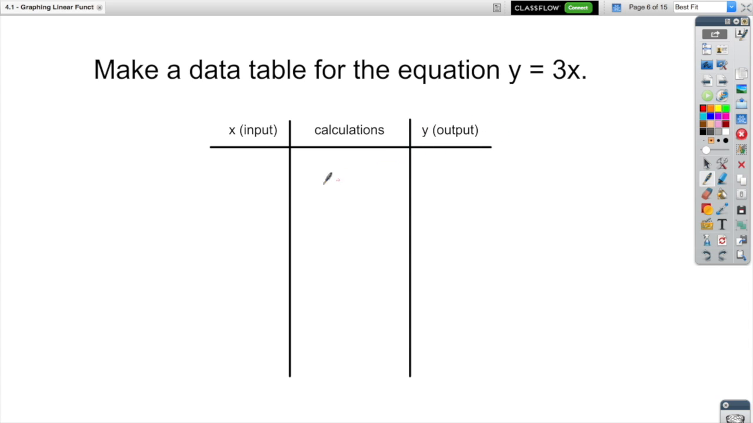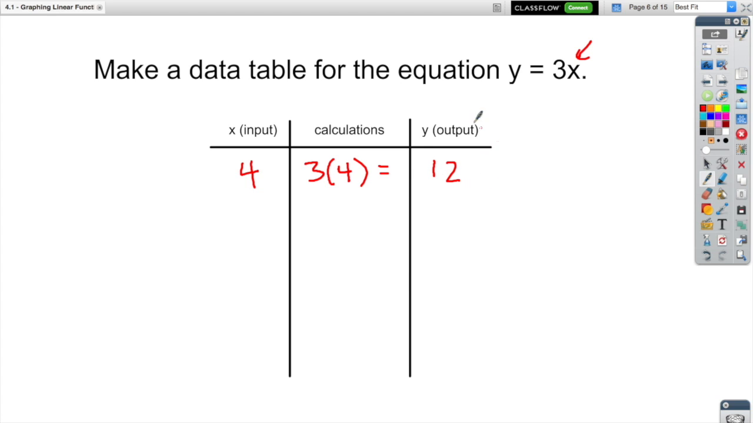All right, now for today's work, the nice thing is you can pick whatever numbers you like. So let's say, for example, off the top of my head, I pick 4. So my input number is 4. I'm inputting it in for x. So here, for my calculations, I'm going to do 3 times 4, which is 12. And so 12 is my output number for y.